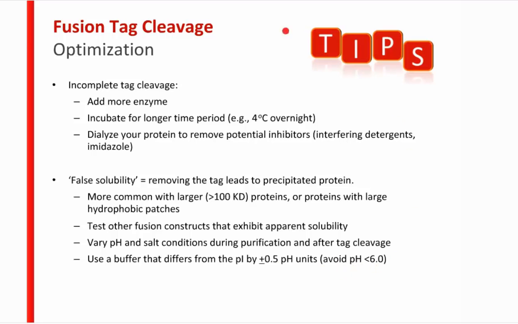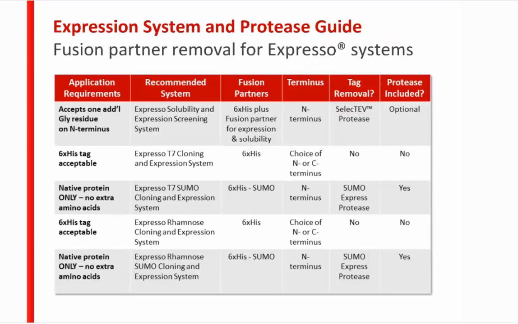This is just a quick guide for our different Expresso protein expression systems. It starts with what your application requirements are. So your downstream application, is it okay to have one additional glycine residue on the N-terminus? If so, then the solubility and expression screening system is okay, because by the time you cleave with your SelecTEV protease, it will leave one additional glycine residue on the N-terminus of your protein. If a 6-His tag is acceptable and you don't need to cleave it, you could use the T7 system or the Rhamnose system. This will also tell you what fusion partners are available, what termini they are on, whether or not tag removal is possible with that system, and whether or not the protease is included in the kit. So it's just intended to be a reference guide for you based on whatever your application and your requirements are.